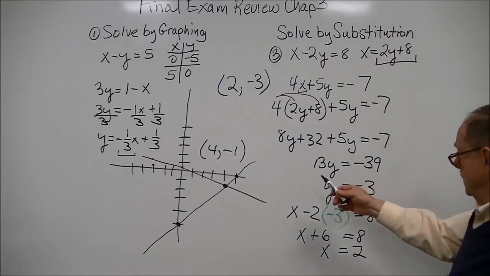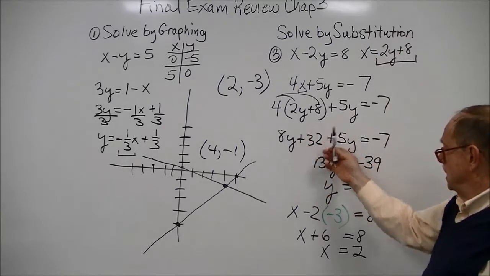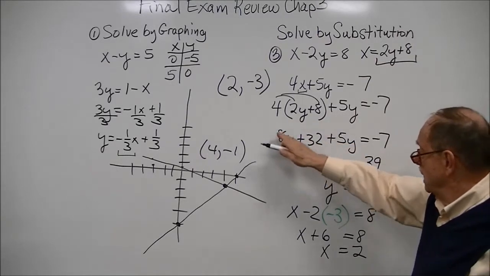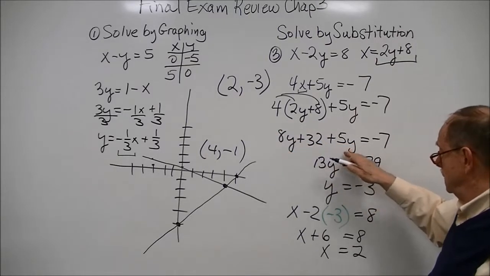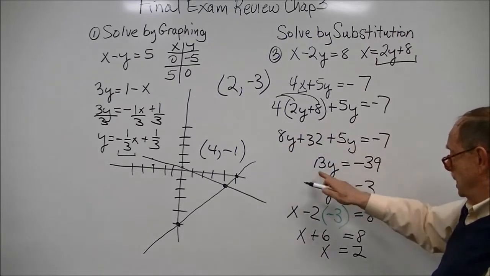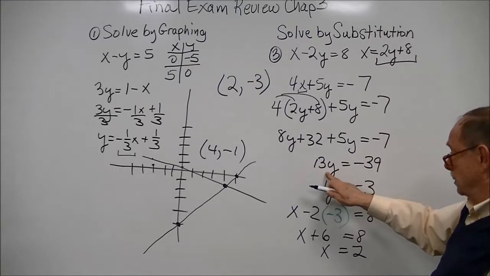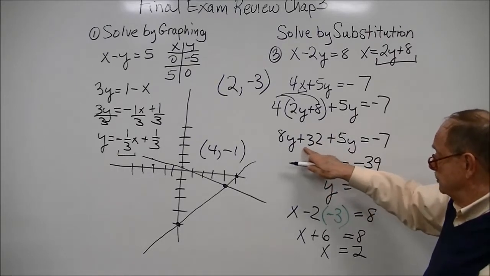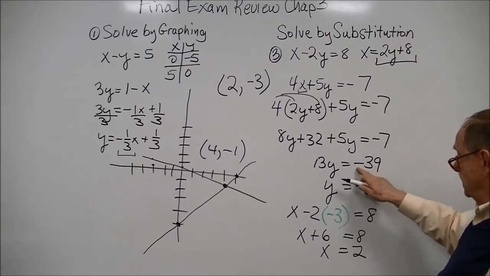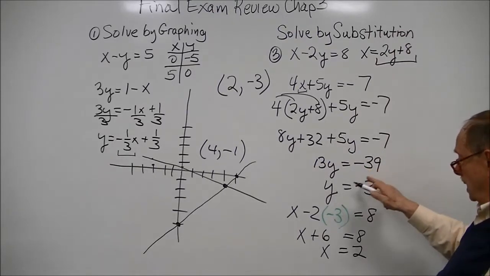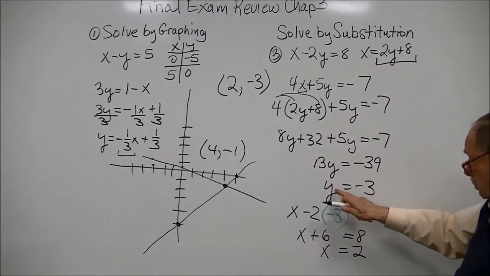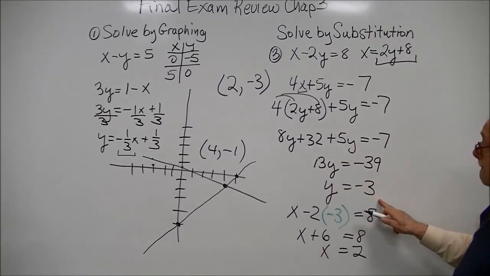So taking it from where we left off, we had cleared the parentheses, and I multiplied through. I now combine like terms. 8y plus 5y gives me 13y. I'm going to subtract 32 from both sides. That gives me a -39. I'm going to divide both sides by 13. And I get y equals -3.